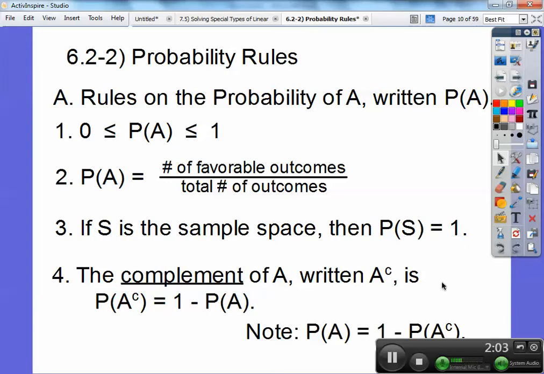And that says right there, sorry, that's in the way. It says, note the probability of A is just 1 minus the complement. So the probability of picking a girl would be 1 minus the probability of picking a boy. And the probability of picking a boy is 1 minus the probability of picking a girl.